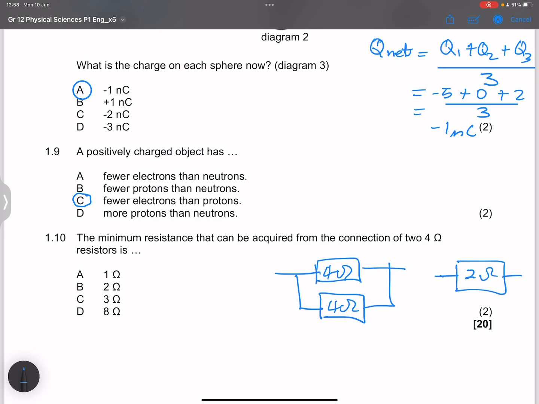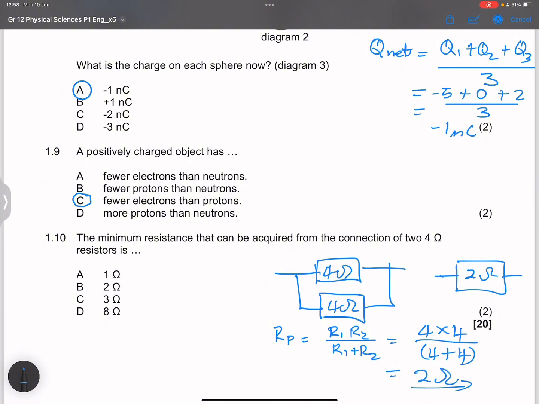Now remember, all we can do is R parallel. That's product divided by the sum. So R1 times R2 divided by R1 plus R2. So that would be 4 times 4, which is 16, divided by 4 plus 4. That's product over the sum. So that would definitely be 16 divided by 8, which would be 2 ohms.